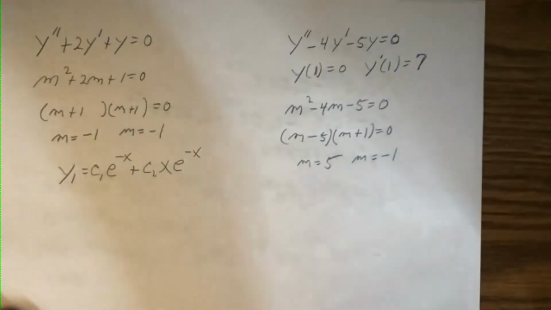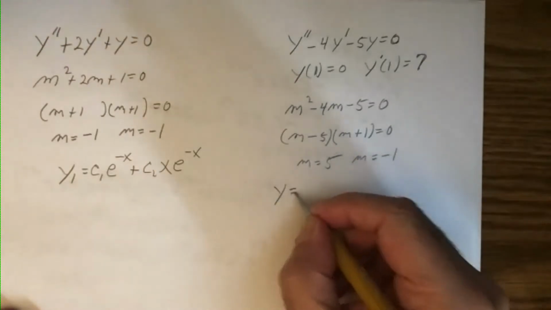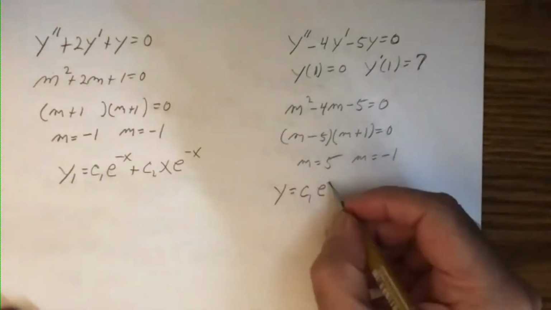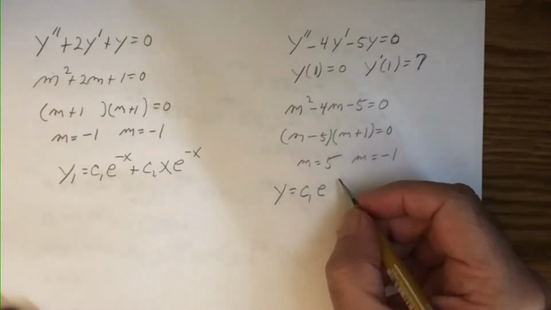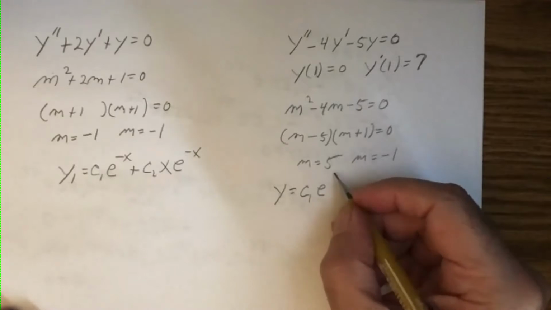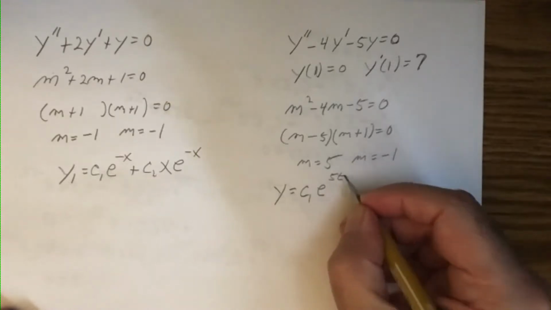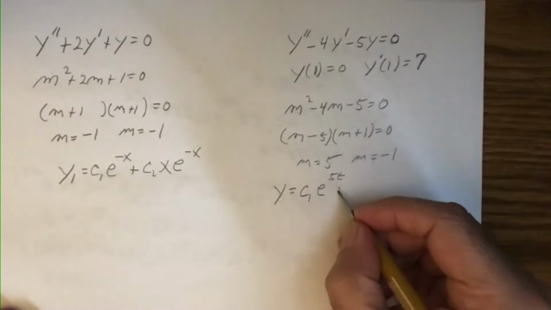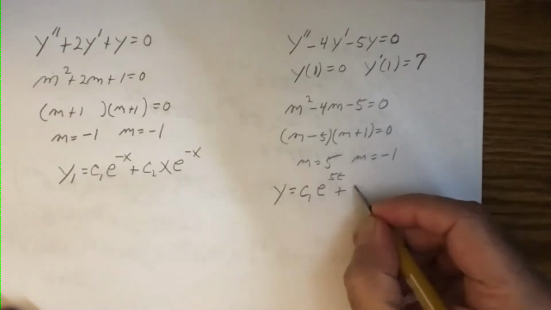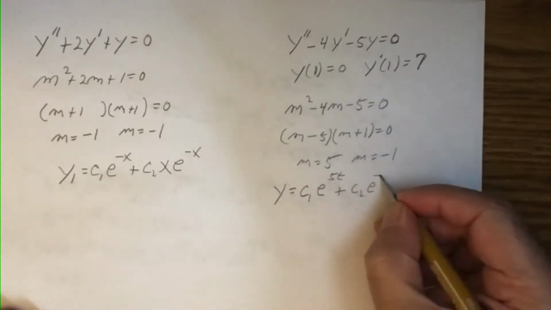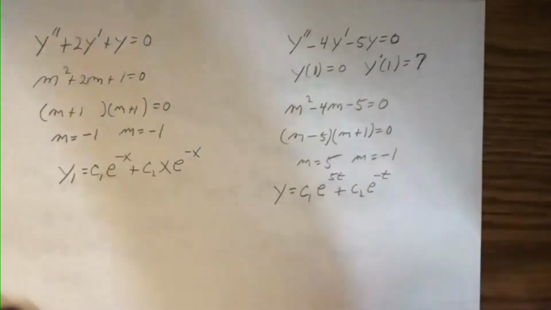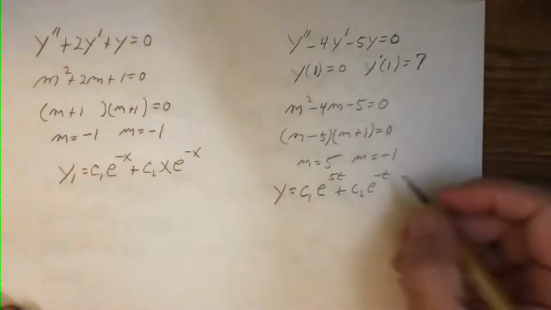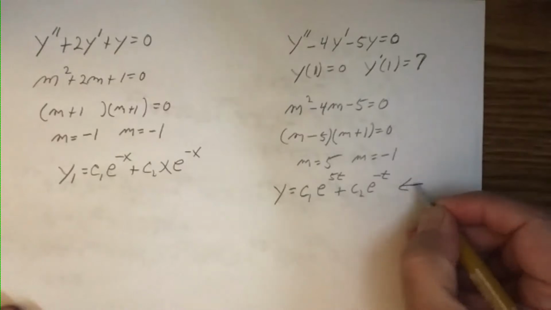So my solution is y is equal to c1 e to the 5x, or 5t. I guess I made it t. You can use t or x. Plus c2 e to the minus t. Okay. So this is my general solution.